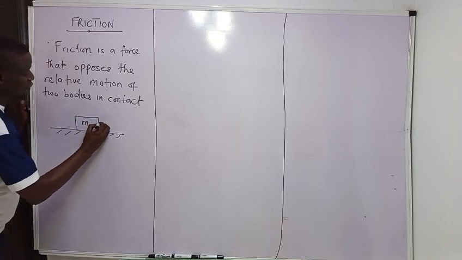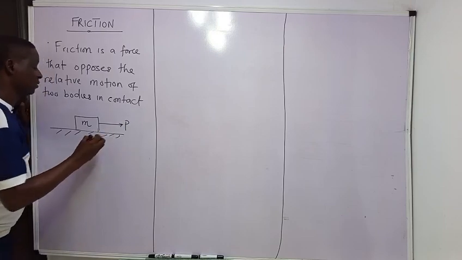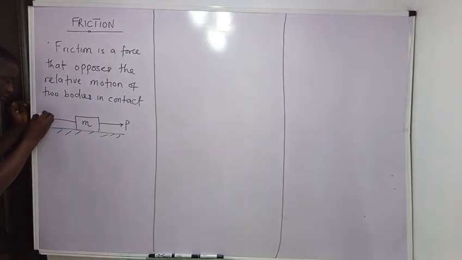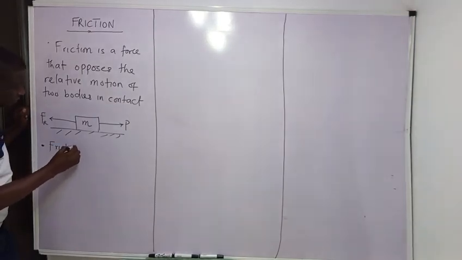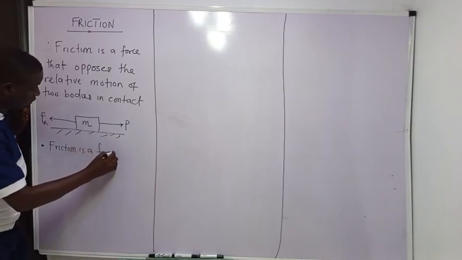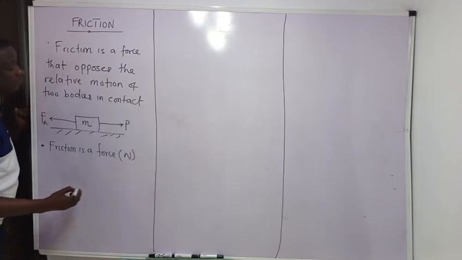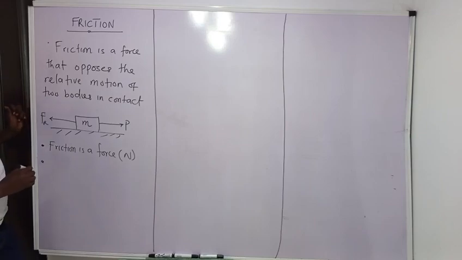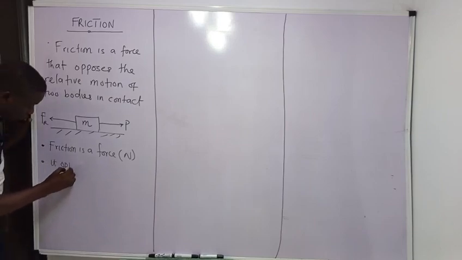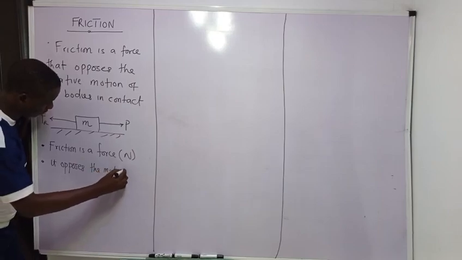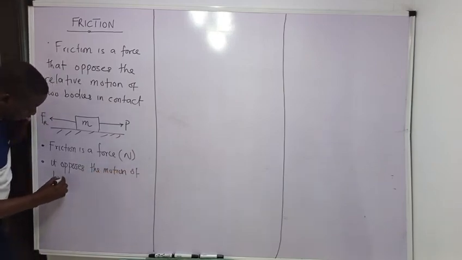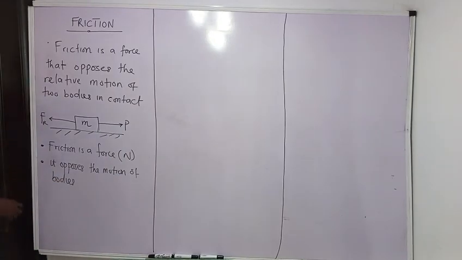That is to say, if motion is like this, then friction will go this way. So friction is always against motion. So what can we learn from that definition? First of all, friction is a force, which means it is measured in Newton. Number 2 point we take from that definition is that it opposes the motion of bodies.